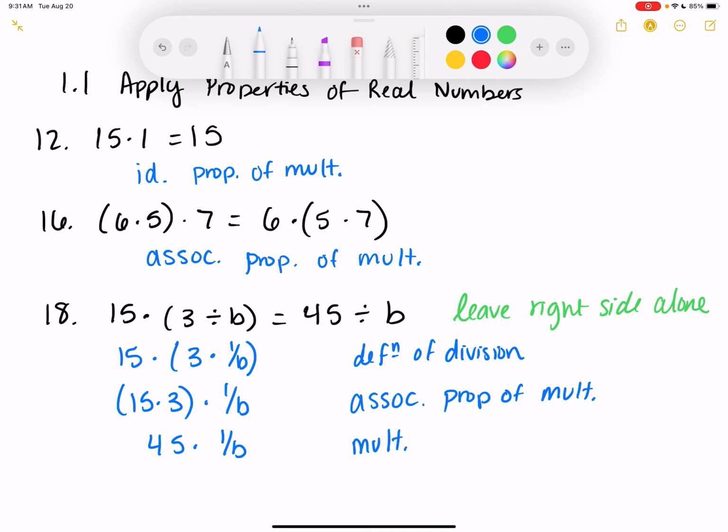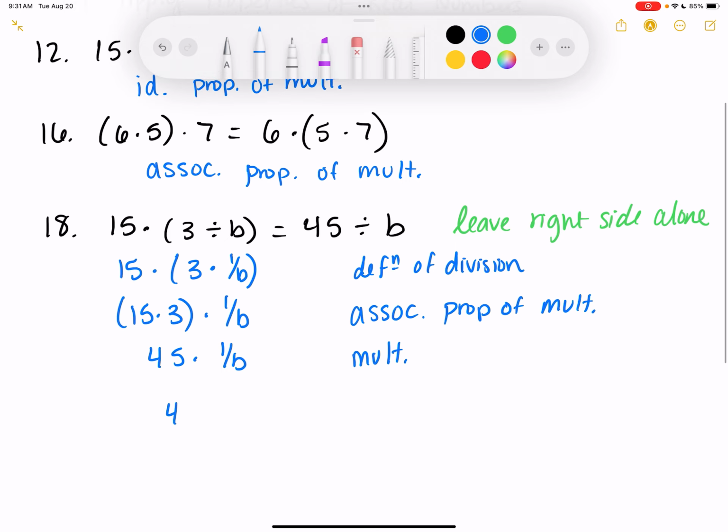Now what? Then we incorporate 45 divided by b. I'll put 45 over b. So I want it to look like the right, so my next step is just going to be 45 divided by b. Any idea what my reason is? The definition of division. Yep, definition of division.